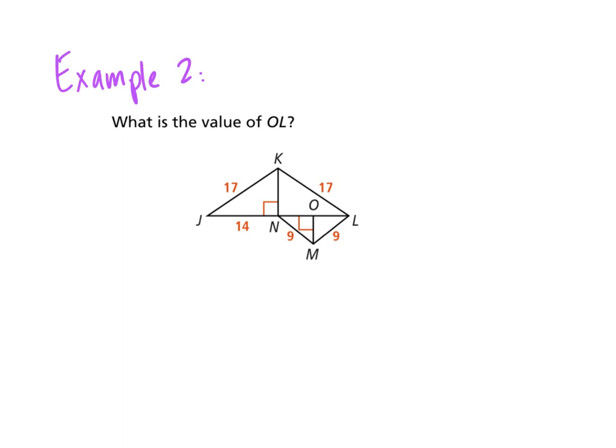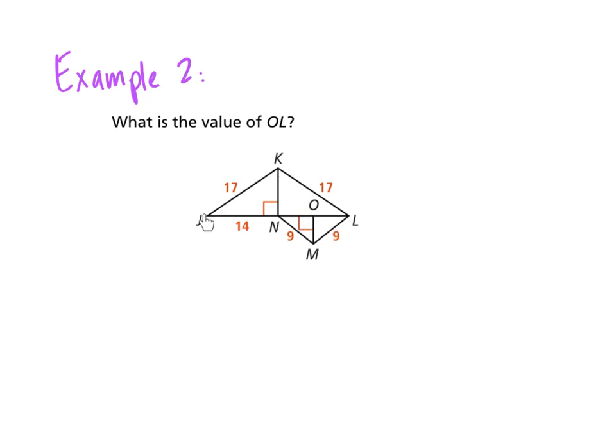In this second example, we have a little bit more complicated looking picture, and at the end of the day we have to figure out how far it is from O to L. So let's look at what's going on here. What are the clues they're giving us in this picture that could lead us down a path that ends with us knowing how far it is from O to L?